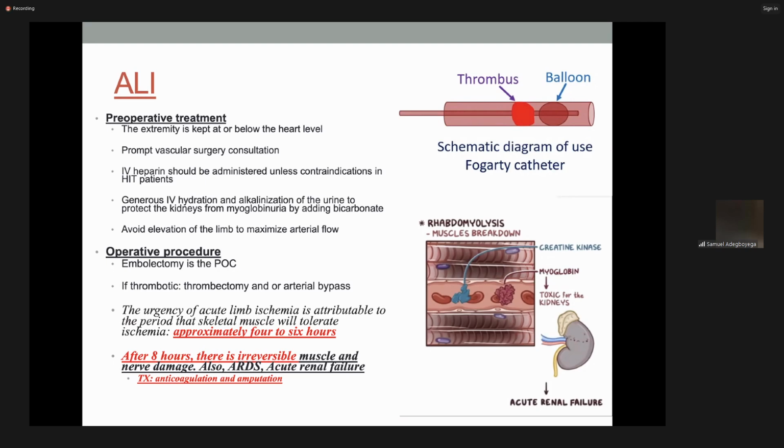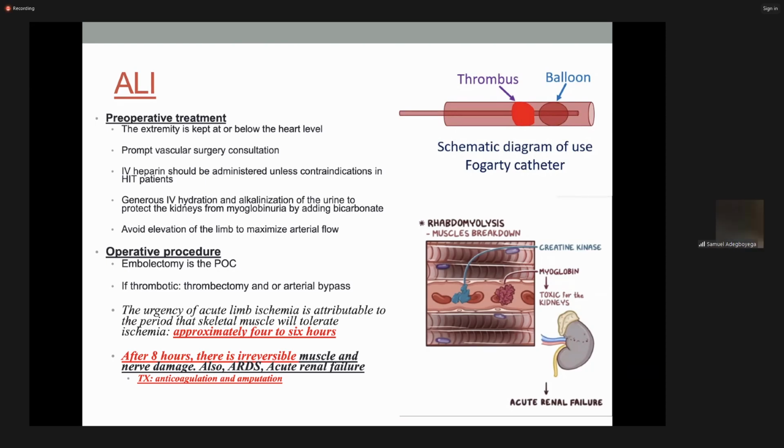But before you get them there, you have to medically manage them. So be careful when we ask what are the medical management for ALI. You should know what that is. What are the surgical management? You should know what that is. And also, when it comes to the labs, you should order for a patient that you're suspecting to be having compartment syndrome, acute limb ischemia, or rhabdomyolysis. What are the blood tests you could order for these people? CPK, myoglobin, and CMP. Which CPK? MM. Absolutely. Exactly. So just make sure you remember that.